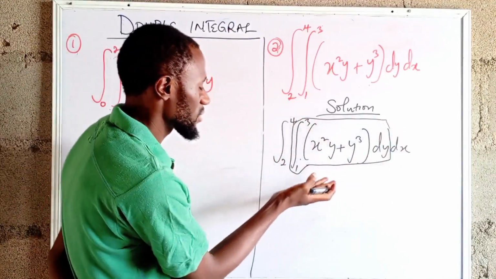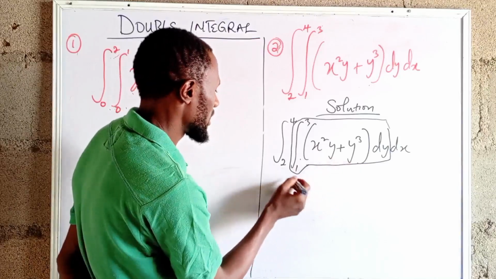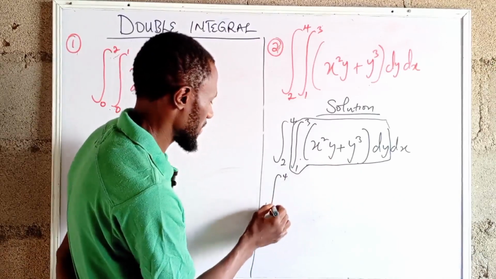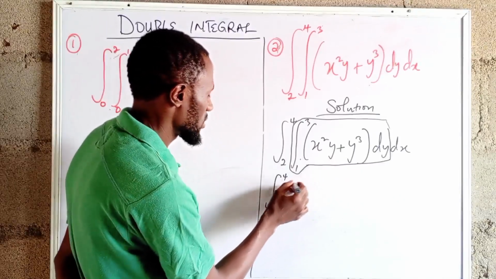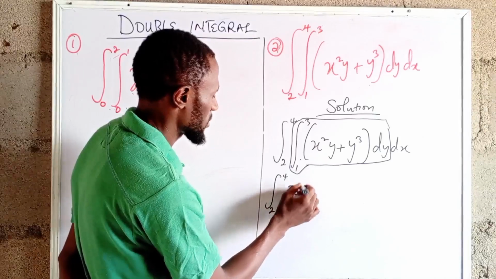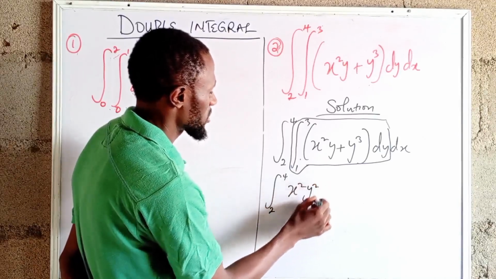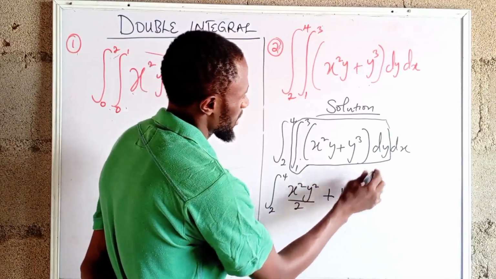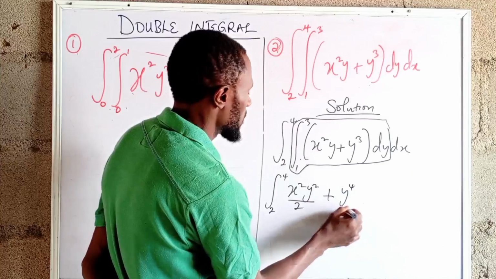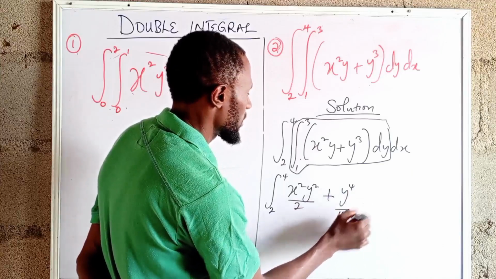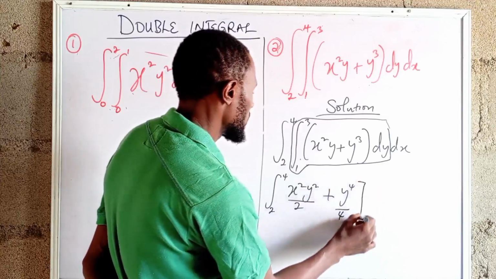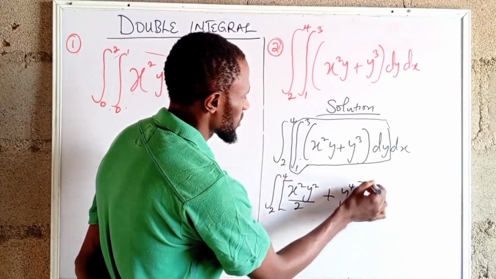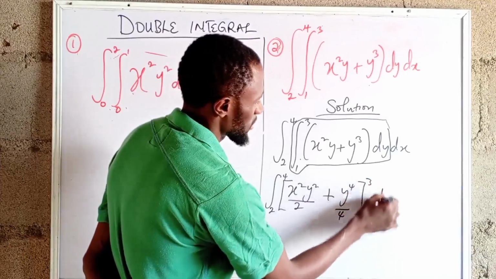By focusing on the first integral, we can integrate with respect to y. That is to say, we have x squared y squared all over 2 plus y to the power 4 all over 4. Then you can take the limits, from 1 to 3, dx.